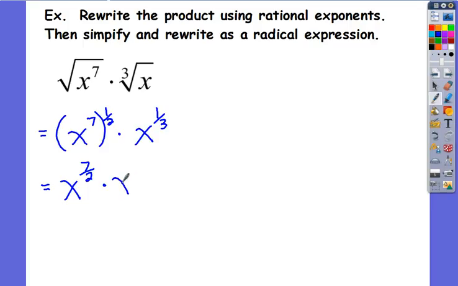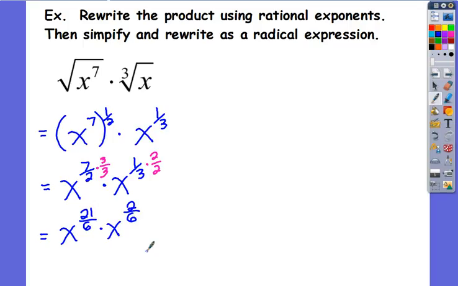And I have x to the 1/3. If I have the same base, so as long as my base is the same, I can go ahead and add the exponents. And I'm going to need a common denominator. So the process of getting the common denominator is written there in pink. Multiply by something equivalent to 1. And I should have 21 over 6 would be equivalent to 7/2. And 2 over 6 would be equivalent to 1/3.